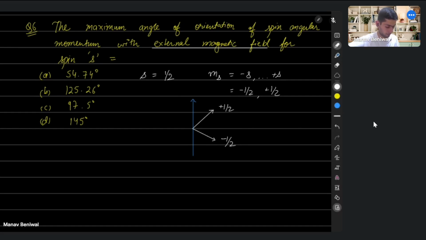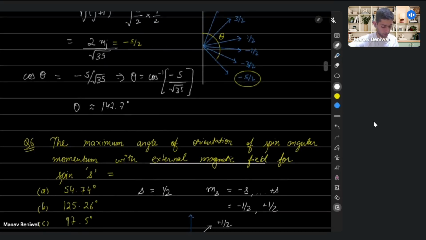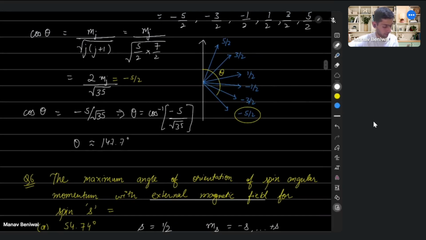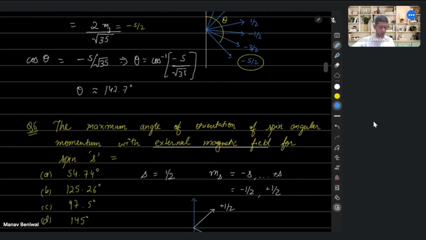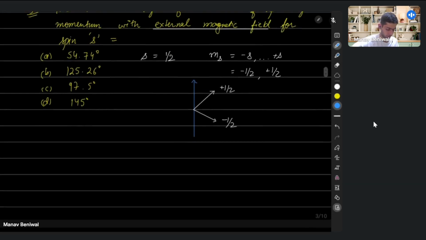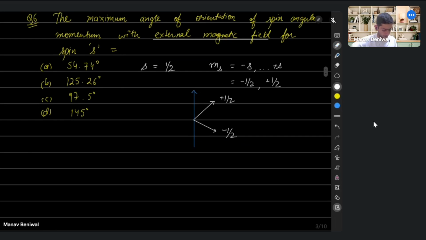As we have done in the previous problem, where we had written this formula for cos theta, we can rewrite the same formula for the spin angular momentum instead of the total angular momentum J. So what will the formula be here? cos theta is equal to ms over under root s into (s plus 1).